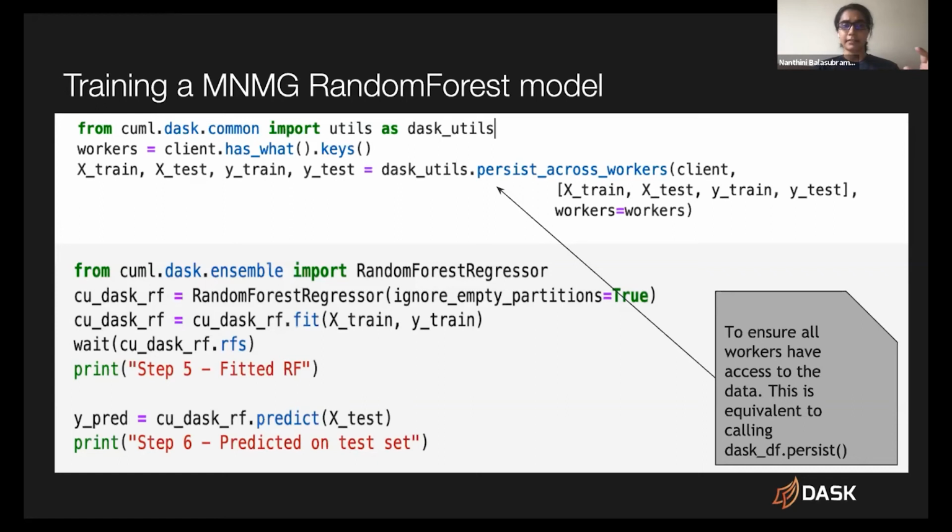So as you can see, the code itself is very similar to what you would see on a CPU data frame, CPU workflow. So it's going to be pretty much the same. The API is very similar and very easy to understand. And this is where it makes it easy to just run the multi-node multi-GPU model.